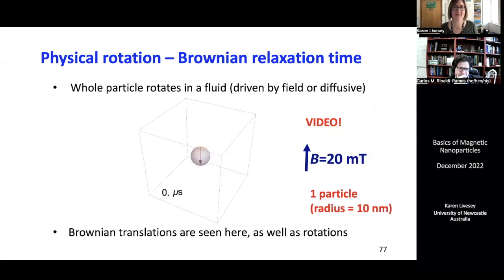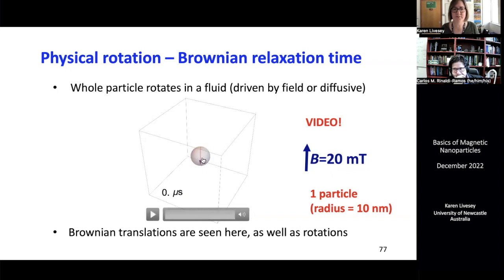Okay, let's see some Brownian relaxation in action. This is again a simulation done, I think this one was by me, not even by a student. And so we have a particle again with its moment pointing downwards. This particle has a radius of 10 nanometers, and I believe it's magnetite or based off magnetite.